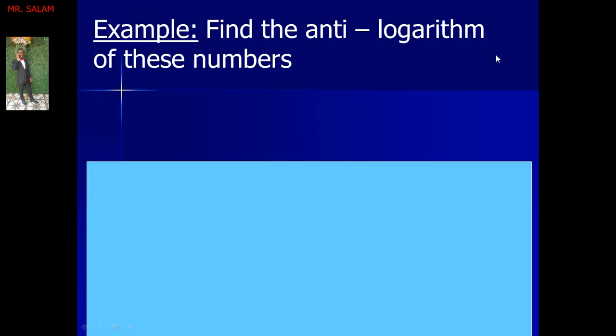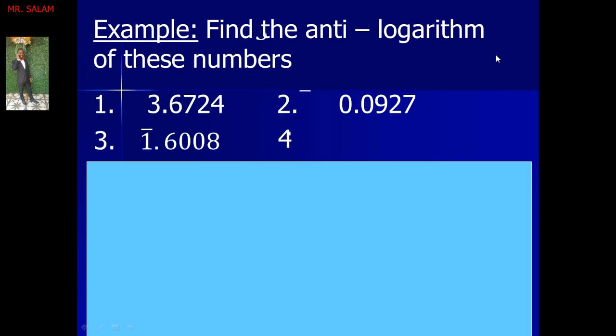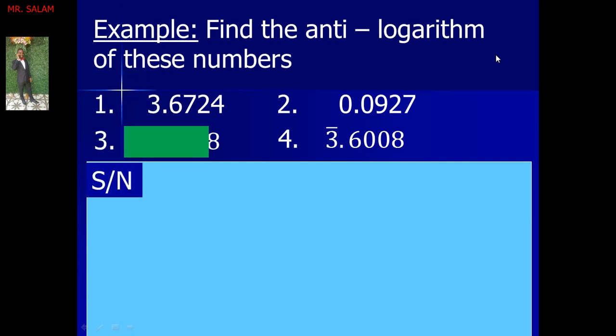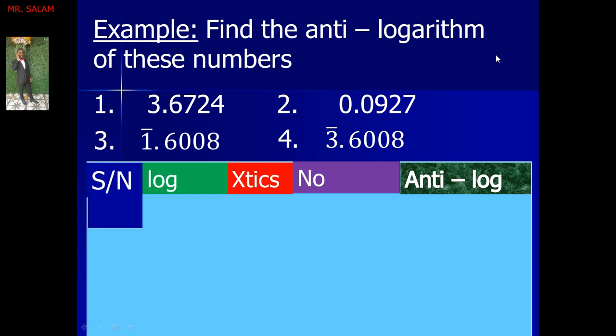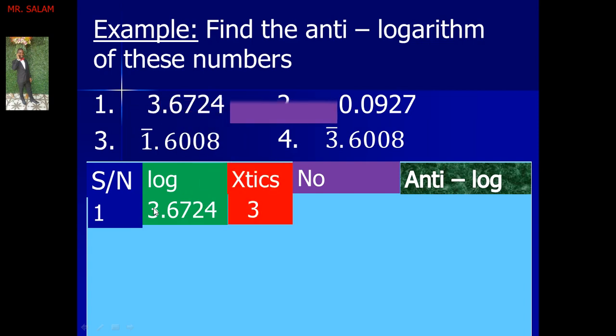So let's look at these examples here. Find the antilogarithm of these numbers: 3.6724, bar 2.0927, and bar 3.6008. So what do we do? Let's quickly draw our table. The first number here is 3.6724. Don't forget the characteristic here is 3.